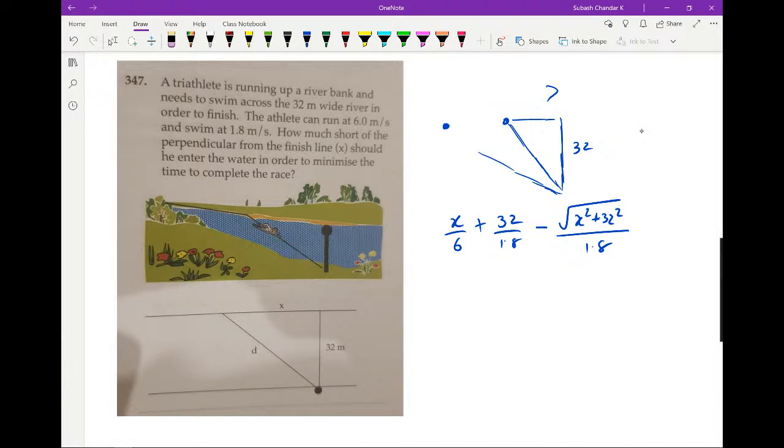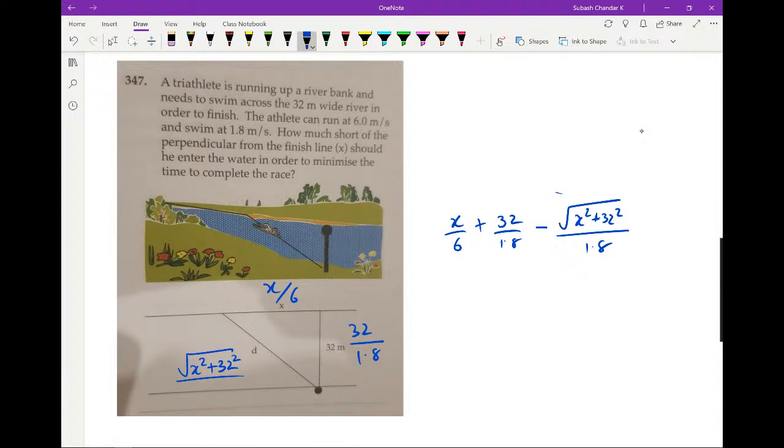Let's try this again. So if I don't work with the distance, then the athlete can run at 6 meters per second. So that's going to be x over 6. That's going to be 32 over 1.8. D is equal to the square root of x squared plus 32 squared over 1.8, because that's his water speed. His water speed is 1.8. It's just minimization of x to minimize time taken.